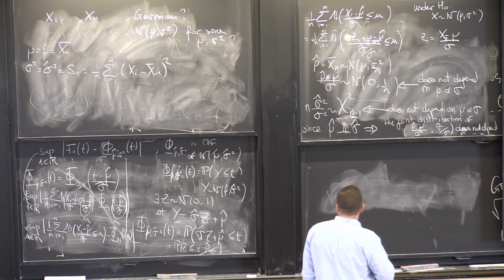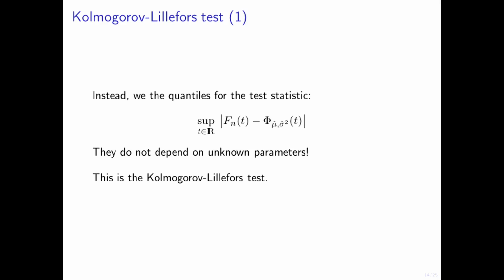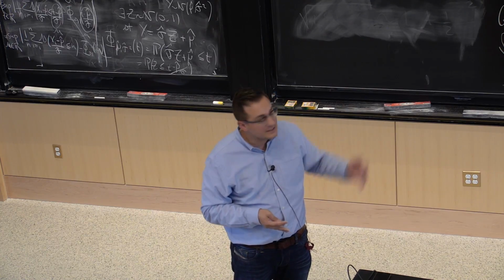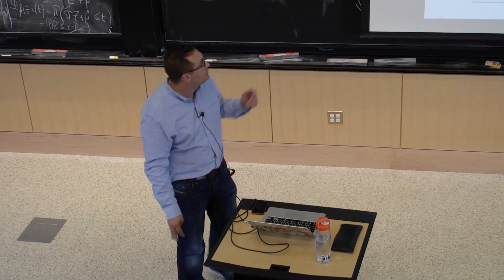Now, this basically implies what's written on the board: this distribution, this test statistic, does not depend on any unknown parameters. It's just something that's pivotal. In particular, I could go to the back of a book and check if there's a table for the quantiles of these things. And indeed, there are. This is the table that you see.